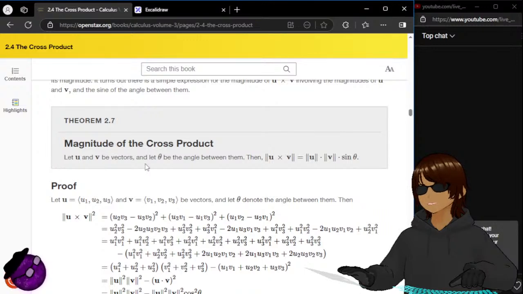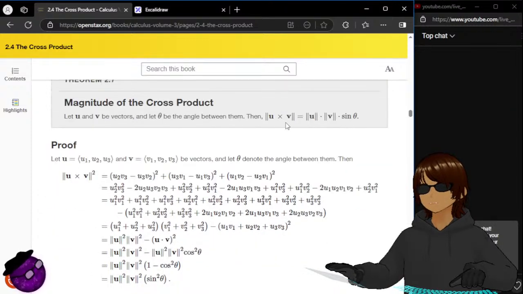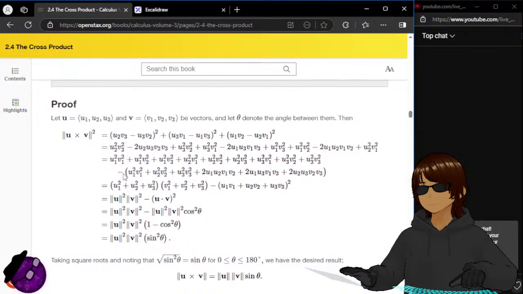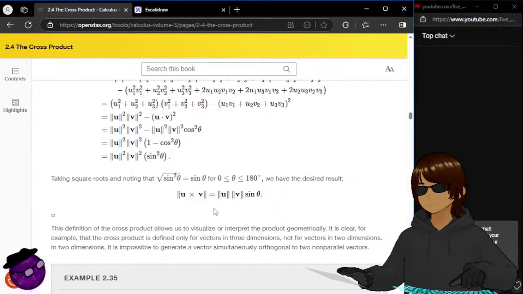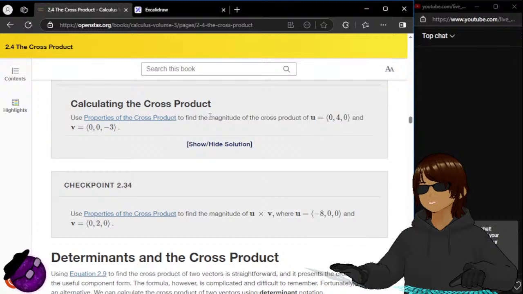Let u and v be vectors and let theta be the angle between them. So we have this. Hold on. The magnitude of u cross v is the magnitude of u times the magnitude of v times sine theta. Use the properties of the cross product to find the magnitude of the cross product of u and v.